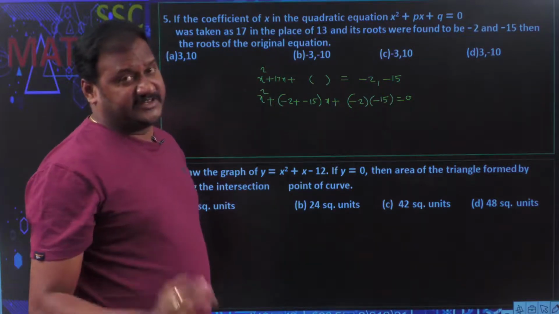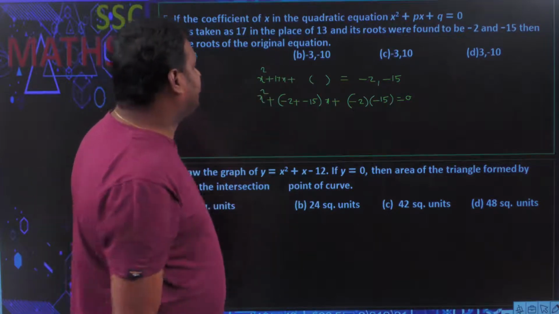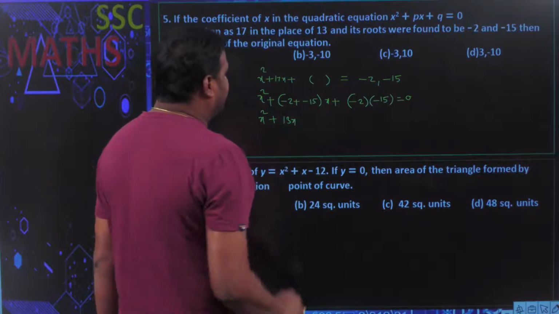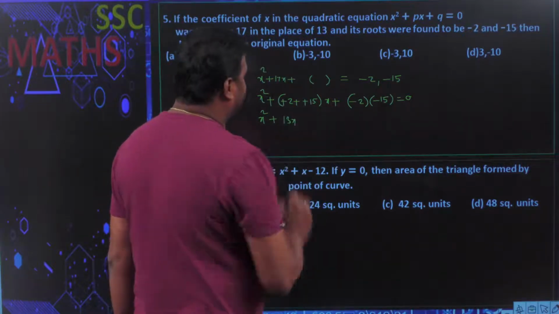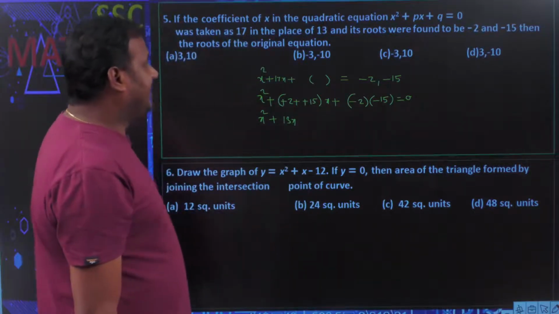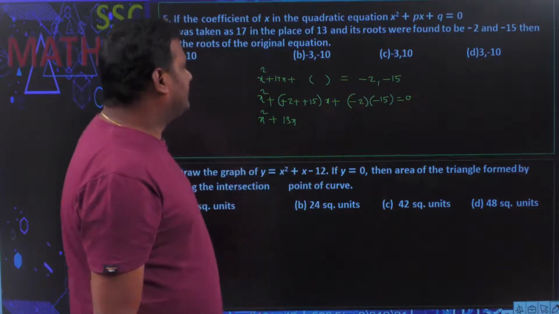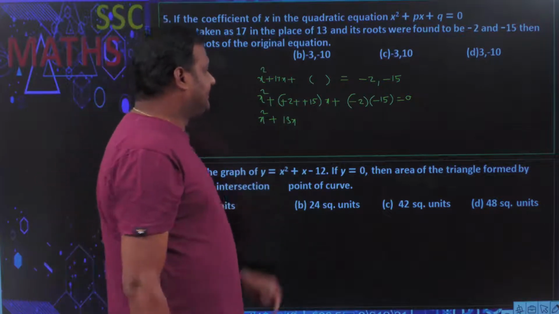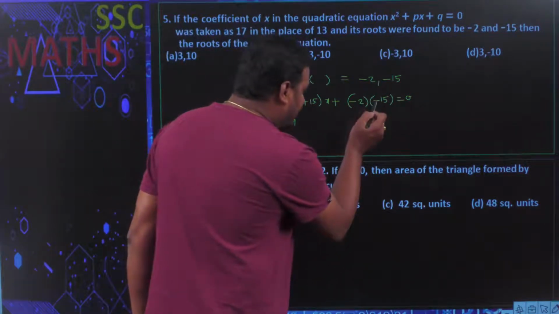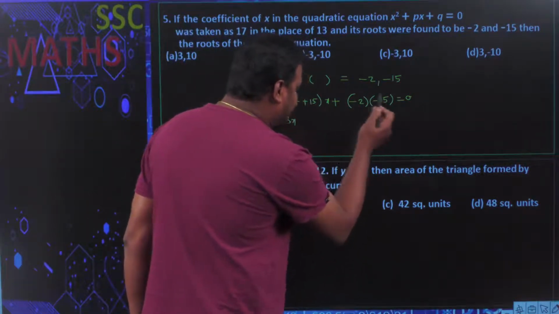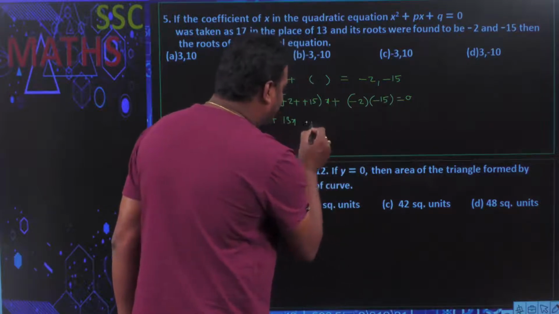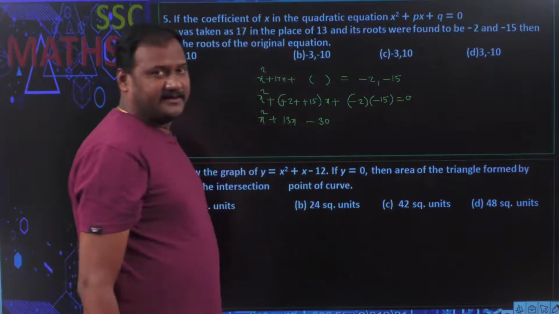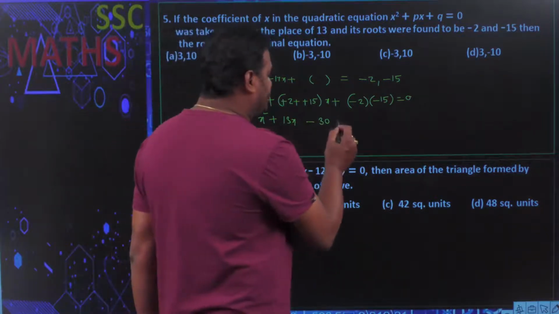Has to take the coefficient as 13. So if the coefficient is taken as 13, then x square plus 13x, so plus 13, then here it is 15 and here it is 12, right? Since it is 13, this thing remains the same, so it will become minus 15 into 2 is equal to 30. Right? So which is positive, which is negative here?